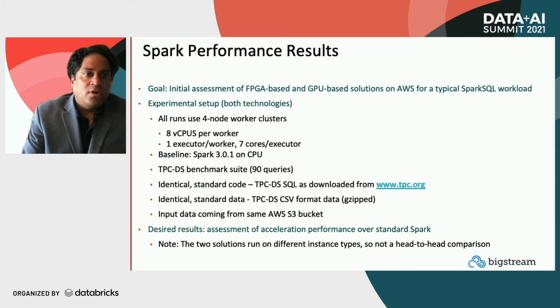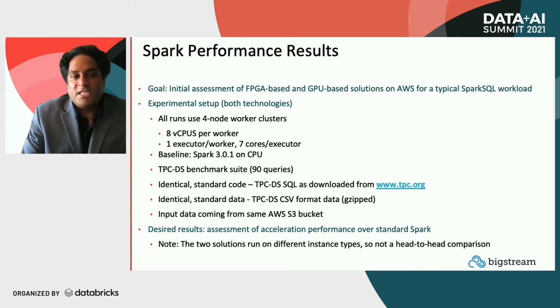We ran 4-node worker clusters on AWS. There are 8 vCPUs per worker, 1 executor per worker, 7 cores, leaving 1 core over for the OS. The baseline in all cases is Spark 3.0.1 run on the CPU of the worker cluster.